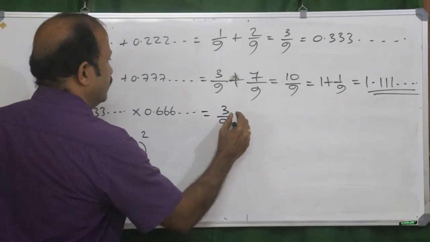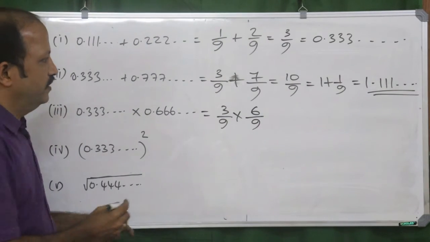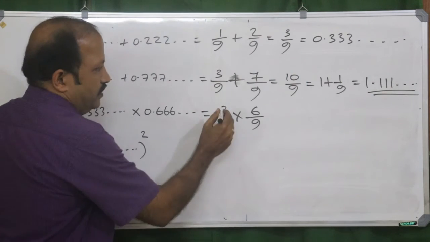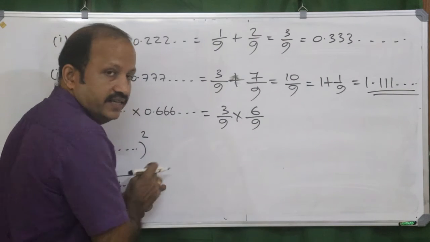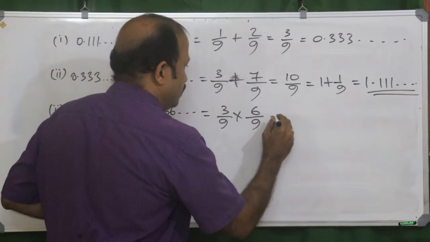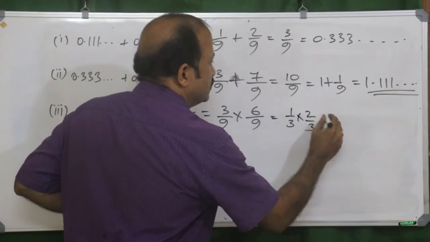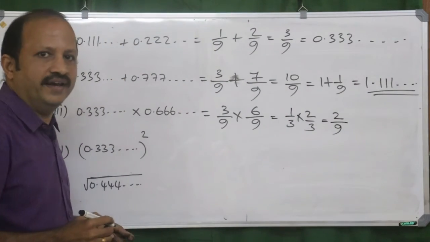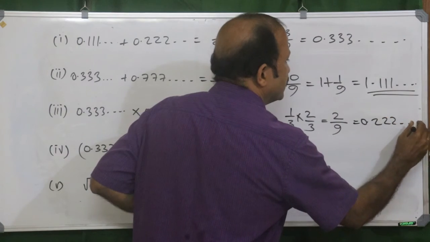Here also, 3/9 into 6/9 in the fraction form. Multiplication, we can reduce it. 3/9, that is 1/3. 6/9, that is 2/3, isn't it? That is 1/3 × 2/3. That is 1 into 2 is 2, 3 times 3 is 9. It is equal to 2/9. And 2/9 is equal to 0.222, etc.